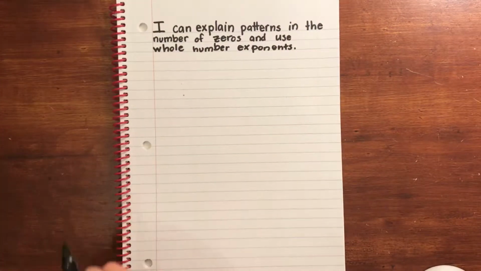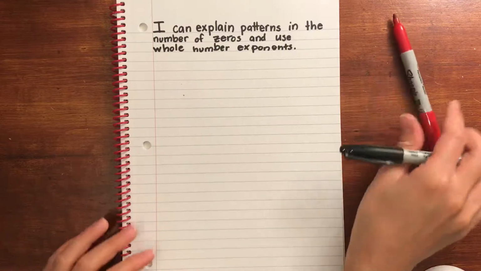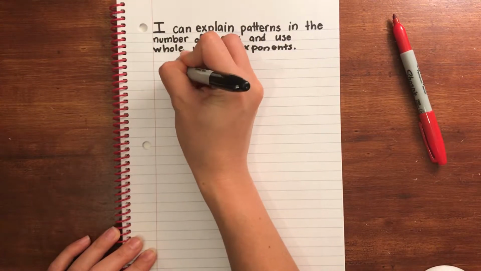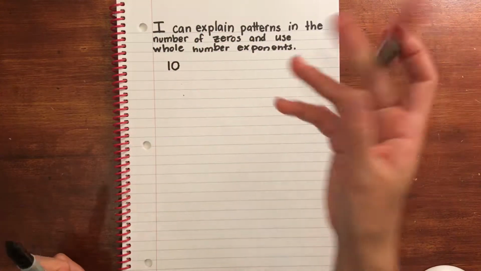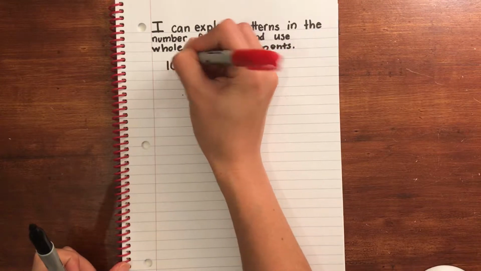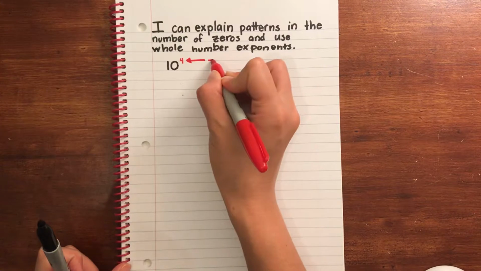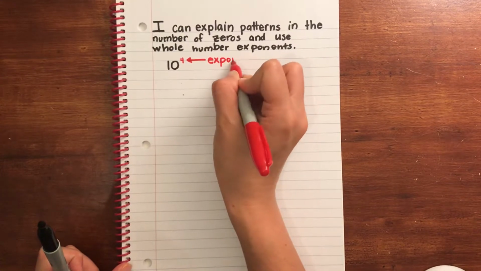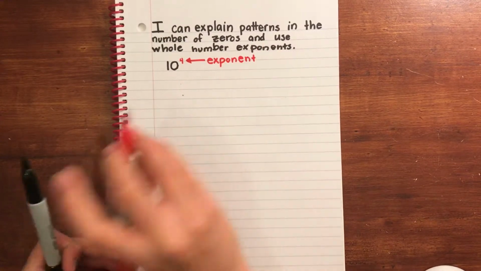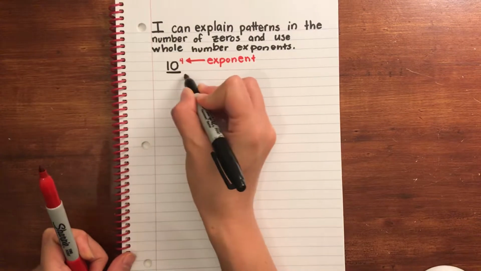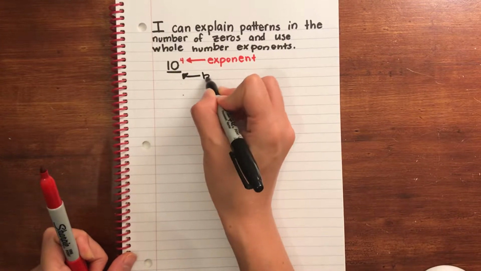Okay, a little bit of vocabulary to get us started. Let's look at the number 10. But this 10 is not by itself. It's going to have a little raised number to the right-hand side. This little raised number has a special name. It's called an exponent. This bottom number is called the base.